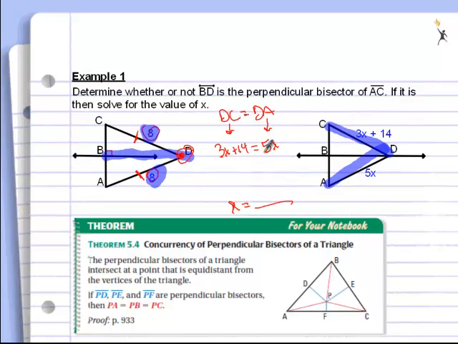What I want to do is get all my x values on the same side. Now I'm going to move 3x to the other side. How do you move a positive 3x? Or how do you cancel it out? You subtract 3x from both sides. When you do that, you get 14 equals 5x minus 3x is 2x.